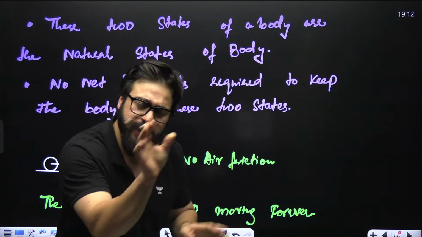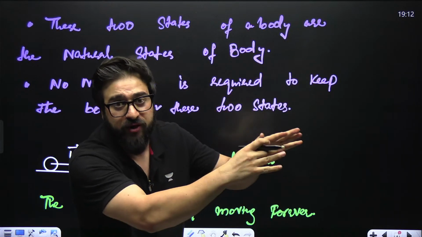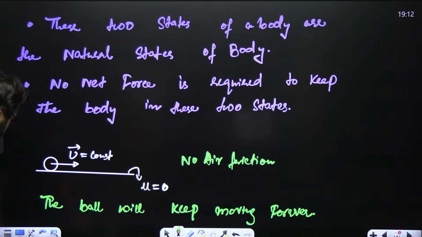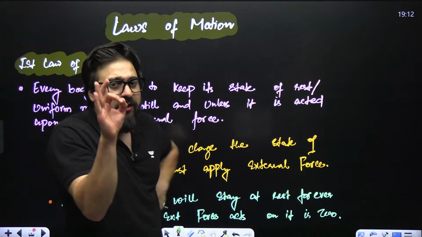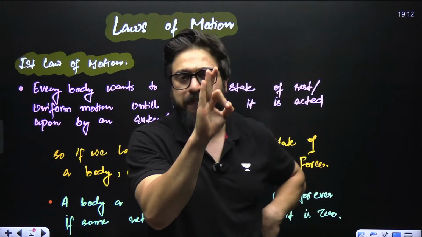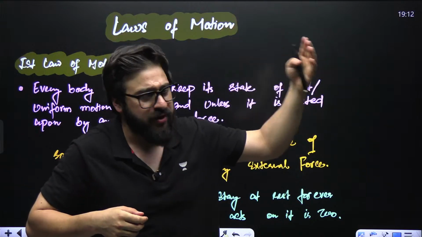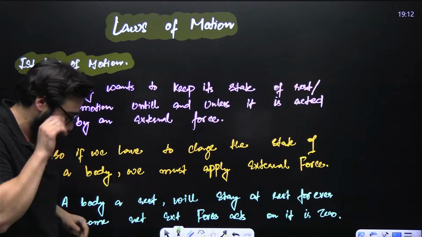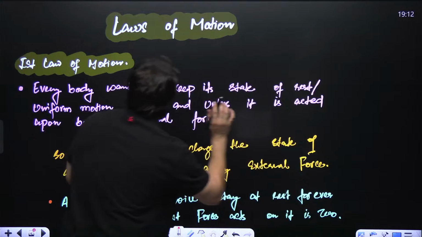Net force is 0, it will remain at rest. Net force is 0, it will keep on moving forever with the same velocity with which it was moving. This is the same example which I have given. Now guys, we will be starting with the first law of motion. I know there are some forces like normal reaction, weight, everything will be taught. I have my own sequence. I follow this sequence. Let's start with the first law of motion.